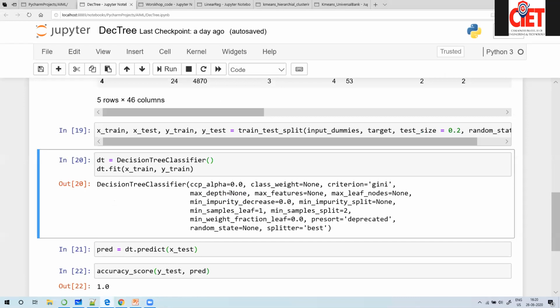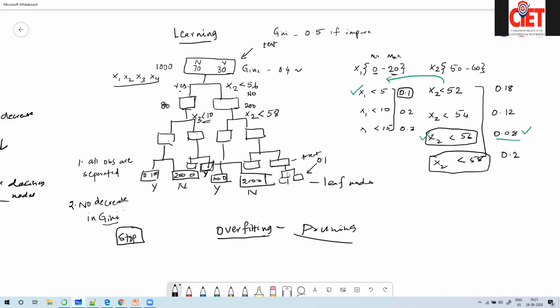By default, the maximum depth of the tree is given as None. So we are not giving any criteria. We can give a criteria. If we say max_depth equals 4, now we are explicitly overriding the decision tree algorithm, saying the tree can learn up to a maximum depth of 4. The moment it touches 4, stop learning. Even if it is possible, don't do it.